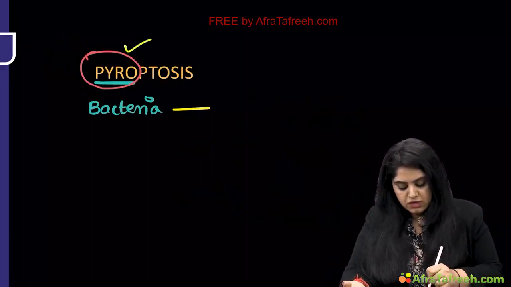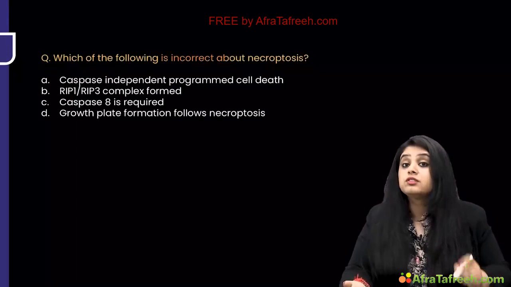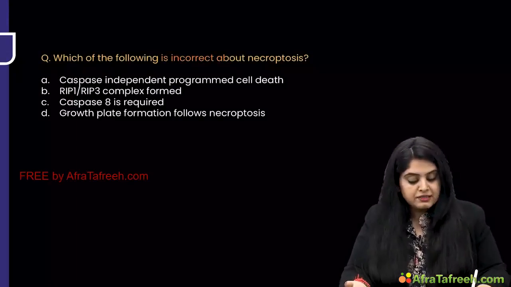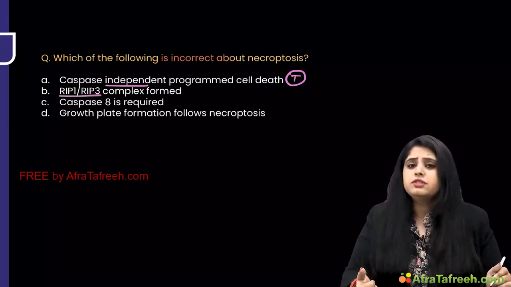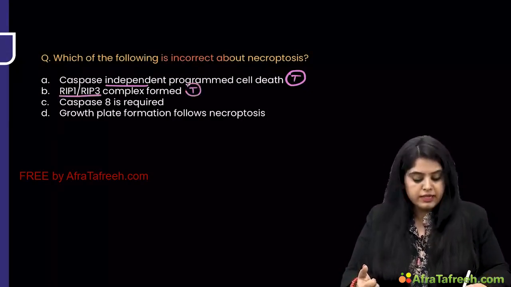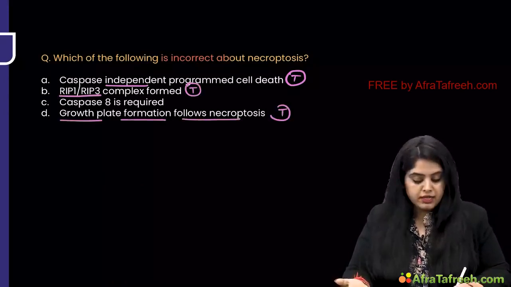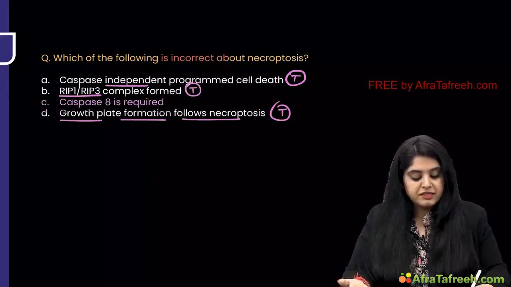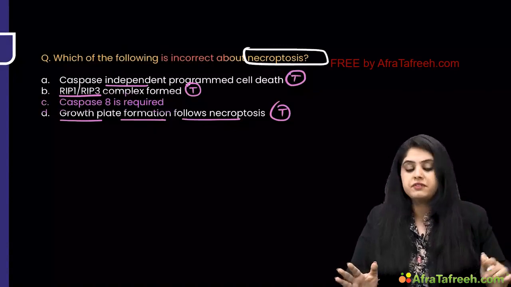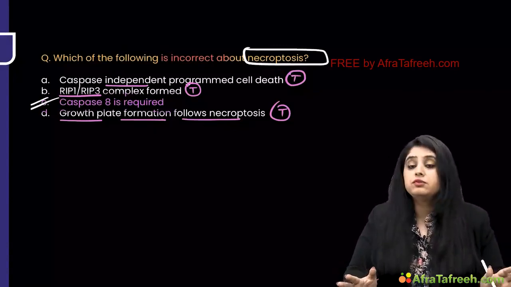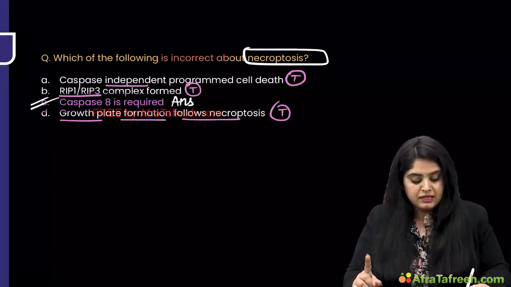Let's do a question first on necroptosis. Let me ask you which of the following is incorrect about necroptosis. Incorrect is asked, okay. Is it a caspase independent programmed cell death? Absolutely correct. Does it use RIP kinase 1 and 3 complex? Absolutely correct. Does it have growth plate formation, physiological necroptosis? Correct. But tell me, does it have caspase 8? No. The rule was, I said, never ever in necroptosis is caspase 8 used. Procaspase 8 can be used, but caspase is not used, and that is the answer over here.